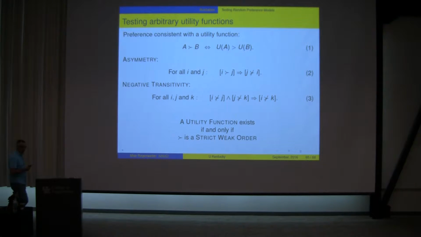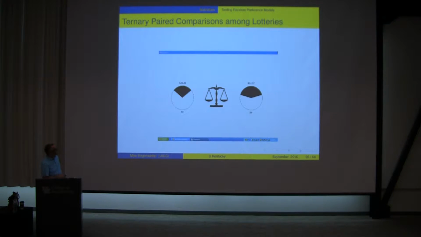So we constructed a polytope again. We figured out for 5 choice alternatives what are all the possible weak orders. We gave people choices between lotteries, but they could either say, I prefer this lottery or that lottery, or they could click on the pan balance to indicate that they had no preference, or they were indifferent between the two.